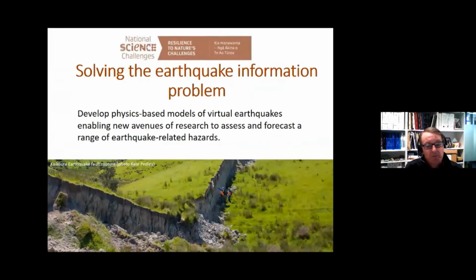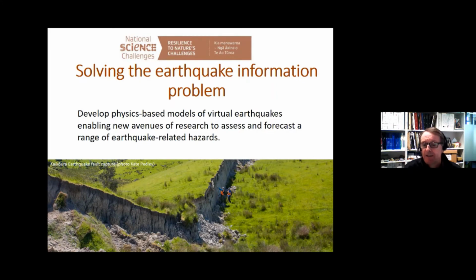So to do that, we could employ a number of different avenues of research. We could continue as we've been doing, and doing reasonably successfully. We could continue to collect more information, so we could wait a bit longer for the historical record, or we could go out and look at active faults and get more information on prehistoric earthquakes.